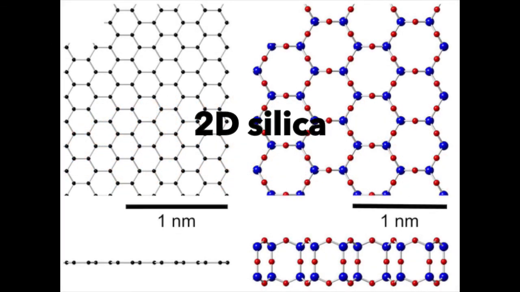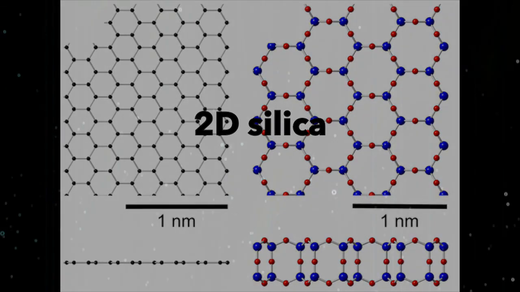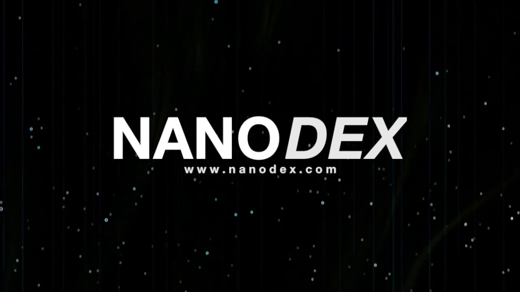2D silica. Analogous to graphene oxide, silicene also has an oxidized form of silicene called 2D silica.